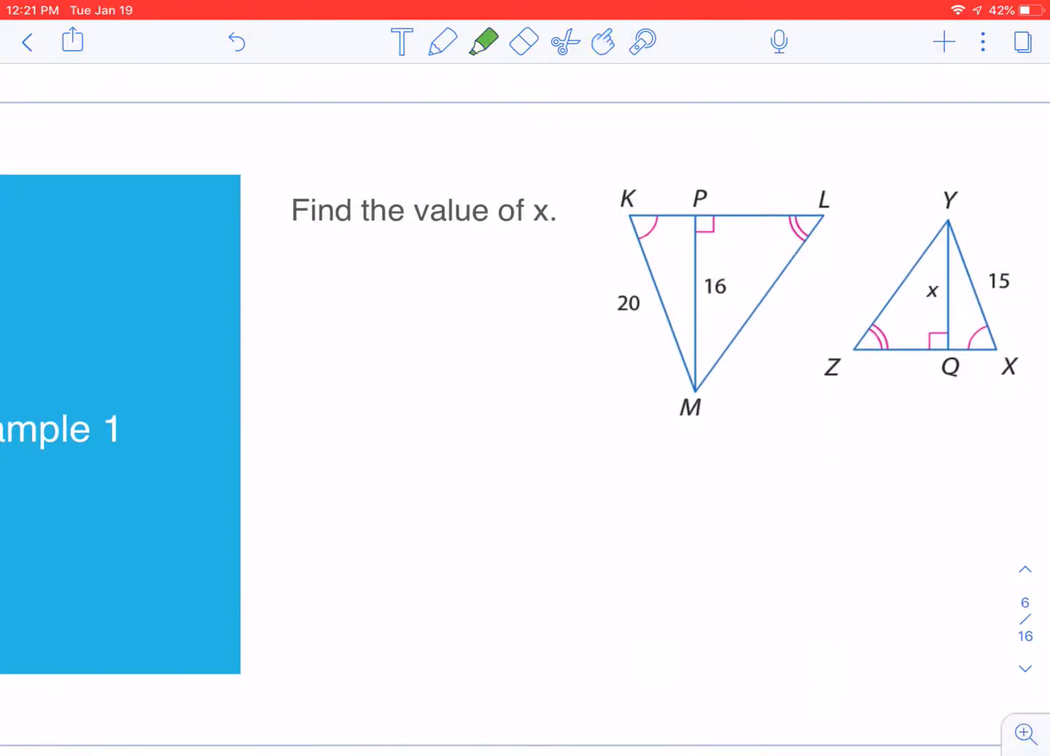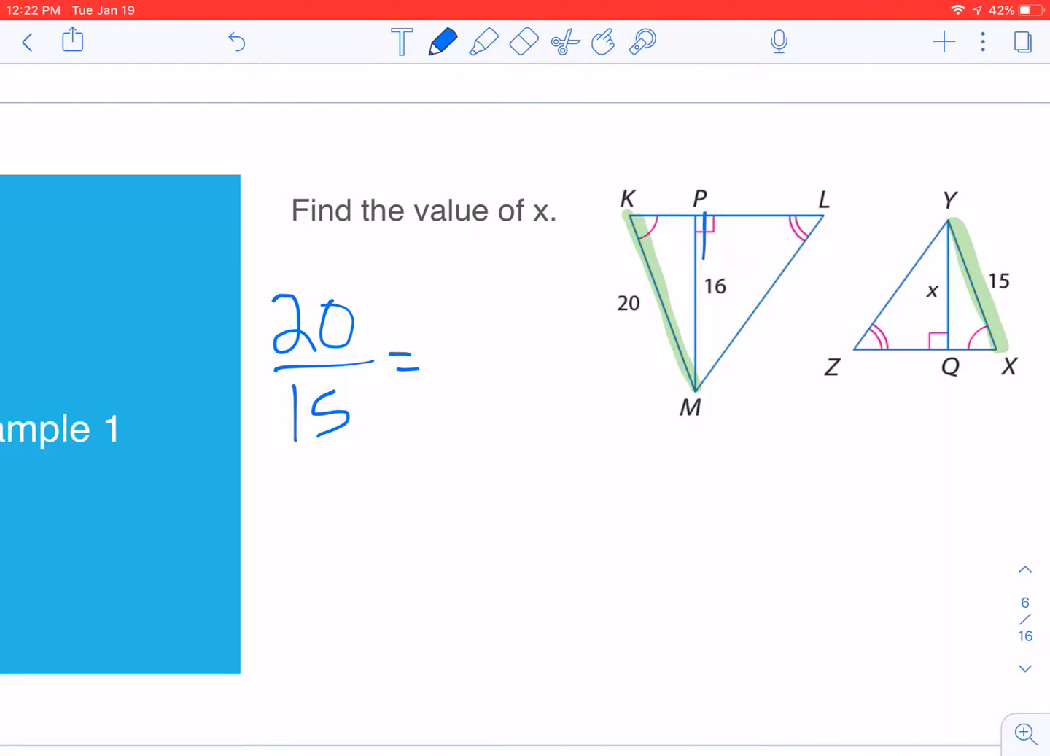So what you do when you approach these problems is I'm going to take a look at this side, which is 20. And I'm going to look on the triangle on the right-hand side, and I'm going to see what side goes with the 20. Is it the x or the 15? As you can see there, the x is an altitude. It makes a 90-degree angle. The 15 is the side of the triangle just like the 20. So my first ratio is 20 to 15.